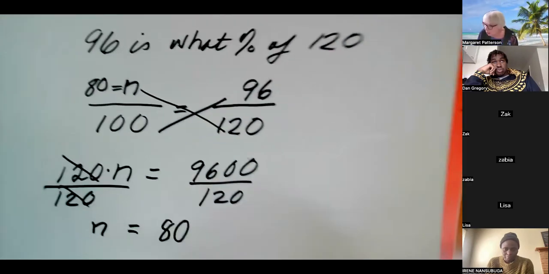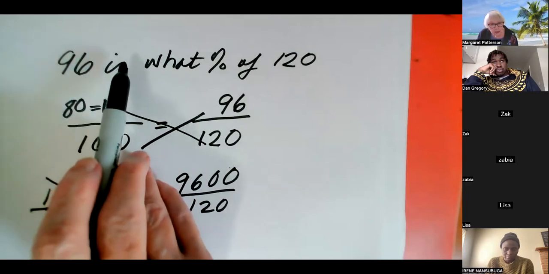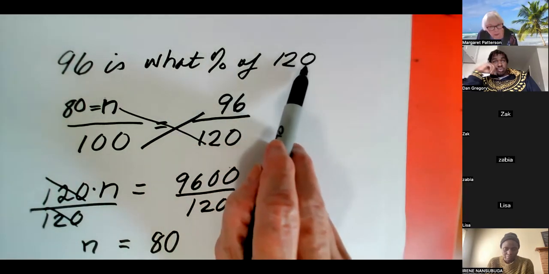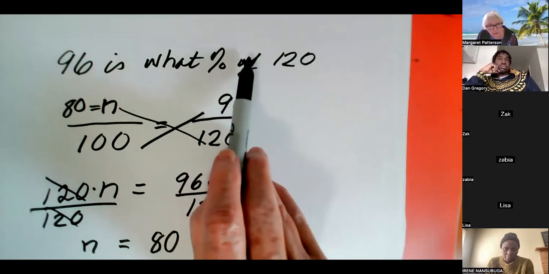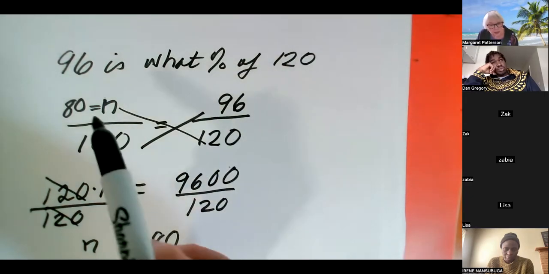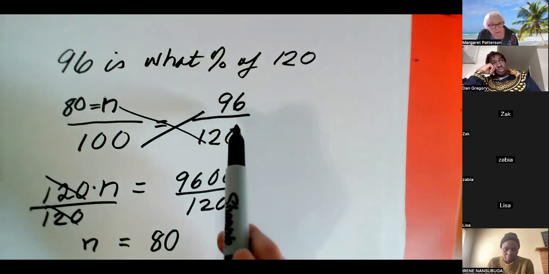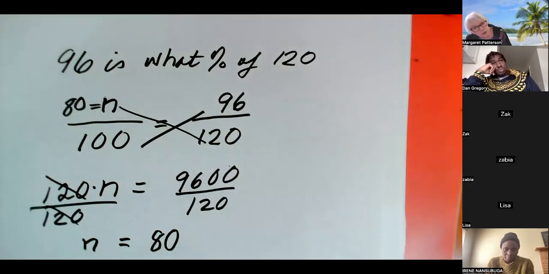Now, the other one, I mean, this was the other direction. 96 is what percent of 120. Notice the use of the 120, which is the total, after the word of. That's pretty obvious. This might be easier to follow. I don't know. I think that's why they show two methods.